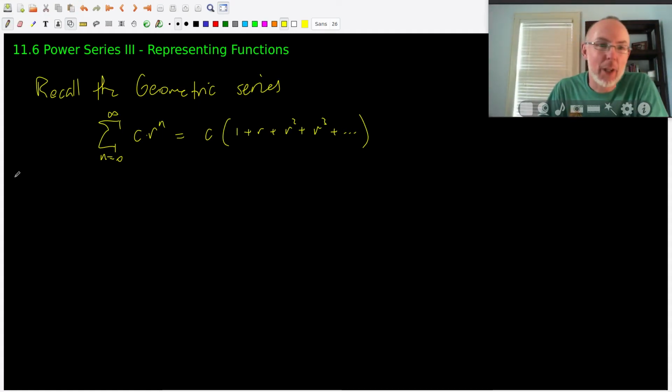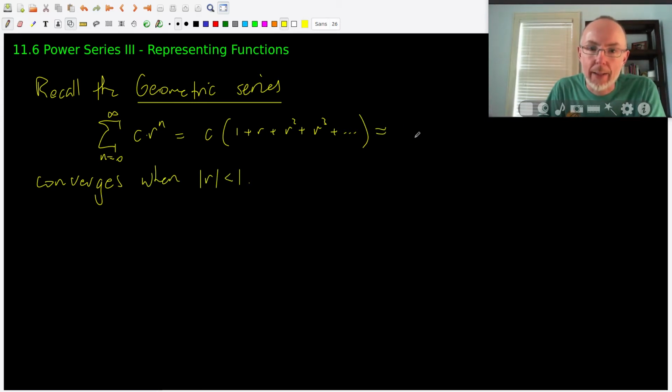Hey folks, today we're going to build on the ideas we've been discussing recently regarding the convergence of power series, and I want to take you back to the geometric series we talked about way earlier in the course. Remember that it has this general form and it converges when the absolute value of r is less than 1. In that case, it converges to c over 1 minus r, provided that the absolute value of r is less than 1. In other cases, it diverges.